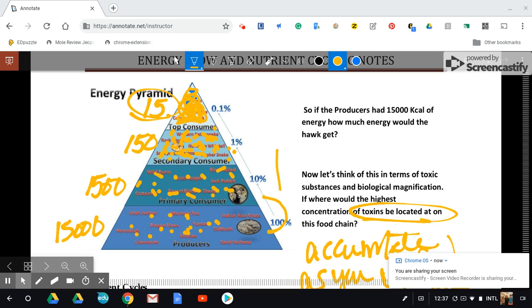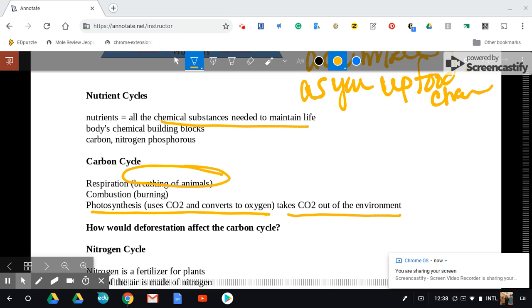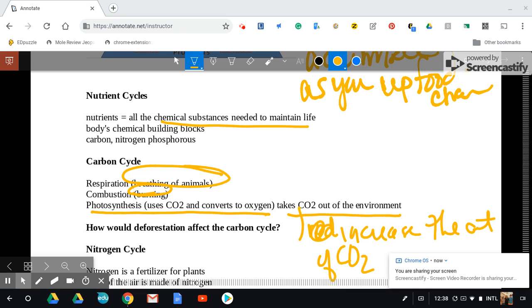All right, so let's scroll down. Nutrient cycles are the chemical substances that help us maintain life. The key thing I want you to remember about the carbon cycle is that photosynthesis takes CO2 out of the environment. We put it back in the environment by breathing or by burning things. So the question: how does deforestation affect CO2? It's going to increase the amount of CO2.